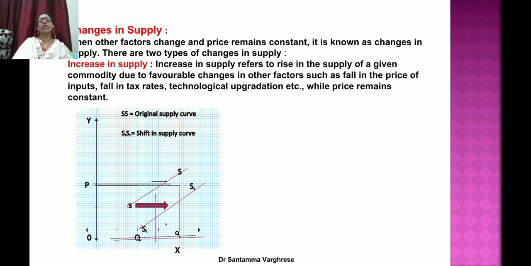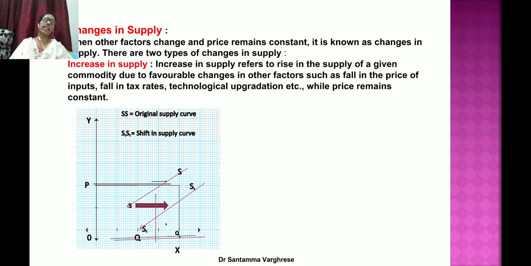In that, other factors change, the price remains constant. It's known as changes in supply, meaning other factors change and the price remains constant. Which are the other factors? We know that other than price there are many other factors. Which factors, we will study when we go to increase in supply and decrease in supply. There are two types of changes in supply.